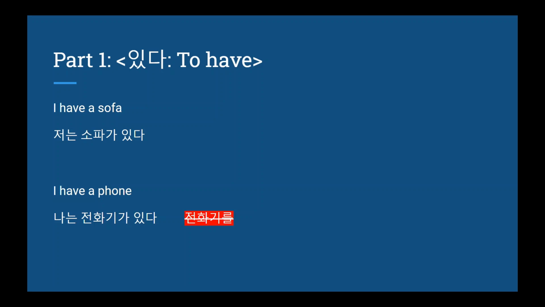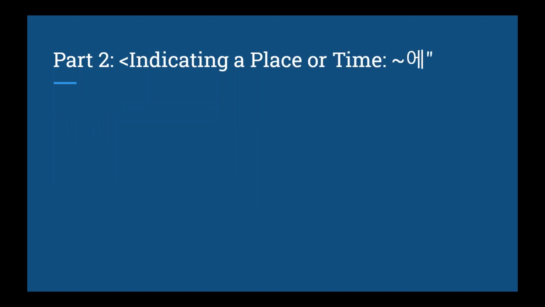Now before talking about the second usage of 있다, let's talk about 에. 에 is a particle that indicates a time or a place. For example, I am in China. In Korean, this would be 저는 중국에 있다. China being 중국 and 에 being attached to 중국 to represent a place.